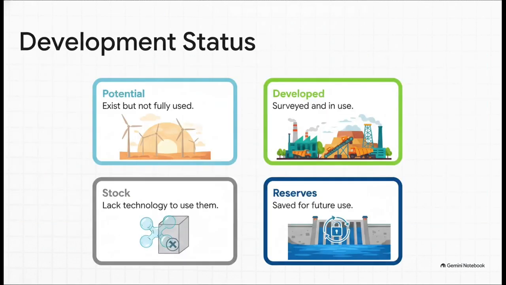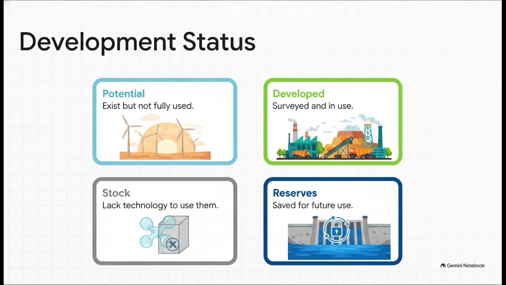Our last classification is based on development status, and you really want to remember the differences here. Potential resources exist, like the massive wind energy potential in Rajasthan, but we just aren't fully utilizing them yet. Developed resources are the ones we've already surveyed and are actively using today. Now, these last two are tricky, so listen up.